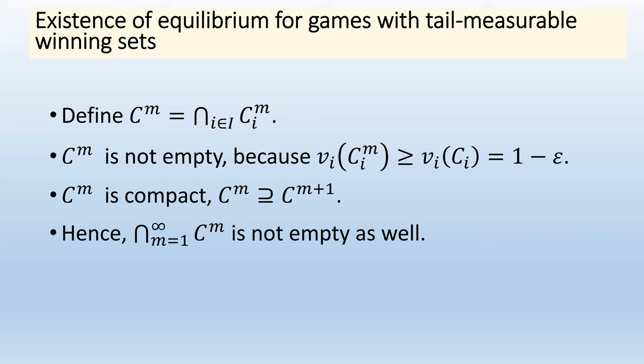So this is the existence of equilibrium for games with tail measurable winning sets. Now we move forward, unless you have questions again, please feel free. Yeah, I have a question. This is not subgame perfect, right? Because it might not be in the interest of the other players to punish the deviator, right? Correct. Is there a way of spicing it up so that they don't need to?